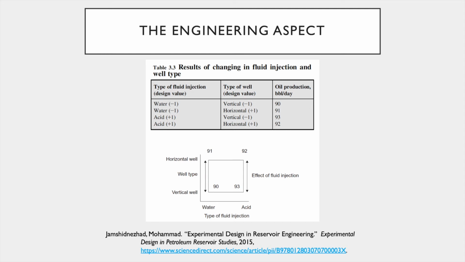The engineer comes up with 4 factors: type of well, type of well completion, and type of injection fluid. Each factor then has 2 levels each. The engineers first look at the type of well and the type of injection fluid. The well type is either horizontal or vertical, and the injection fluid is either acid injection or water.